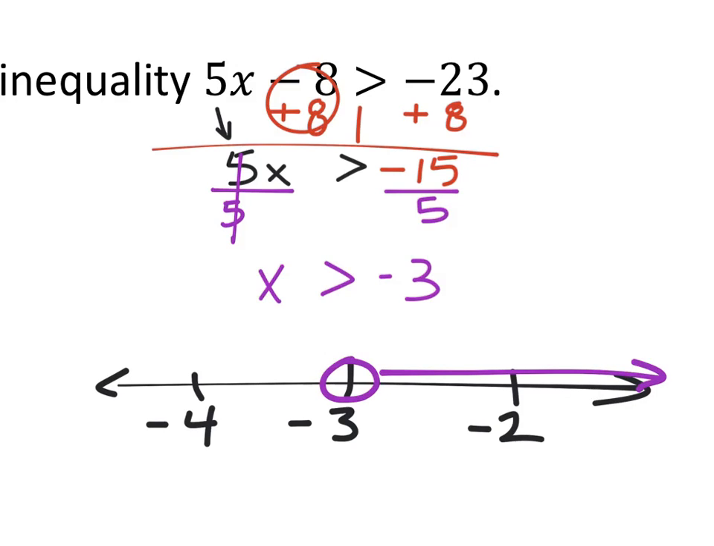Boom. So again, this means that any values to the right of negative 3, if I replace the x with any of these values on the number line, this original inequality would have been a true statement. And that's the difference between these inequalities and equalities, is now we have an infinite number of solutions, but they're very specific solutions. Any value greater than negative 3 would make it true.